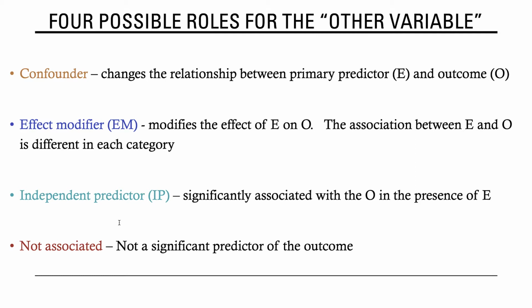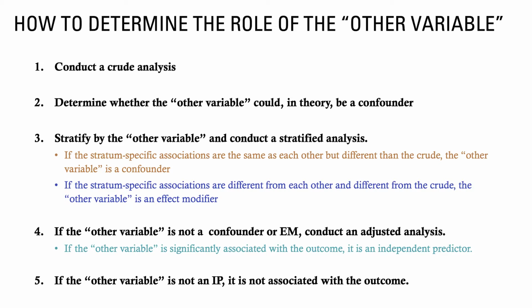That means the association between the exposure and outcome is different in each category of the effect modifier variable. An independent predictor is significantly associated with the outcome even in the presence of the primary exposure. And if a variable is not associated, it means it is not a significant predictor of the outcome in an adjusted model. There are 5 basic steps to determine the role of the other variable. We will be going through these steps one by one in this tutorial.